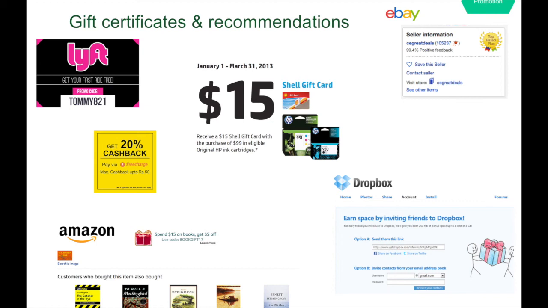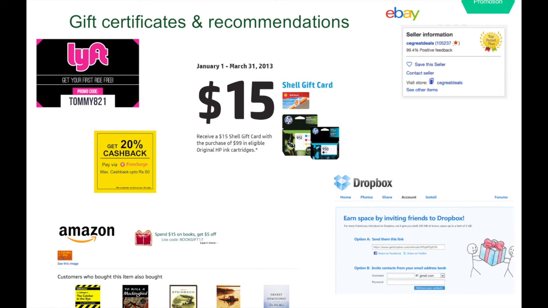Get 20% cash back if you use a certain payment method. Again, that's the motivation to start using this payment method. Amazon, of course, also has some kind of gift certificates and discounts if you do recommend something. This is the idea that you spend $15 on that book, and right now you get a $5 discount if you have the promotional code, of course.